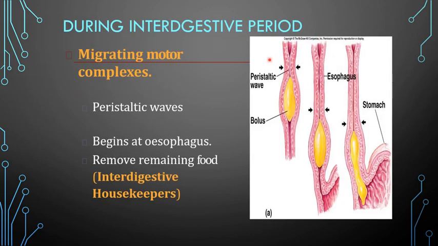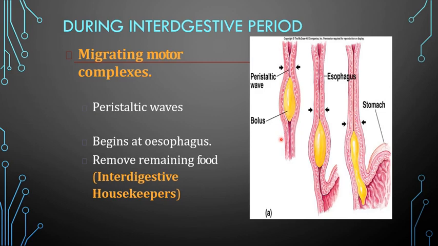During the interdigestive period, the type of intestinal motility is called migrating motor complex, or in short form MMC. These migrating motor complexes are the peristaltic waves or strong propulsive contractions, which begin at the esophagus or the stomach, and then continue throughout the intestine till the last part of the ileum. When it reaches the distal end of the ileum, the next migrating motor complex will begin at the esophagus or the stomach. So this process will be repeated.